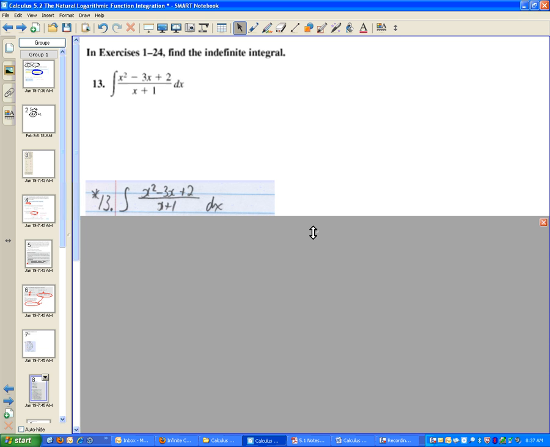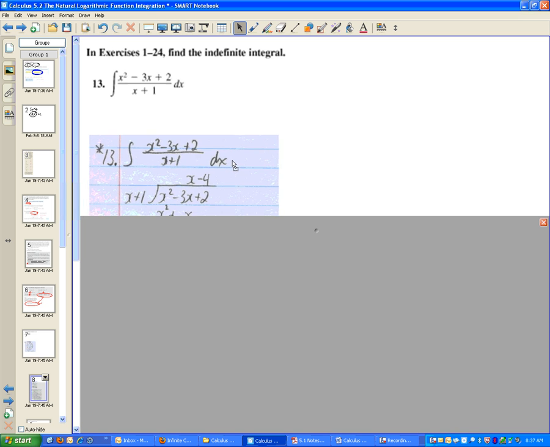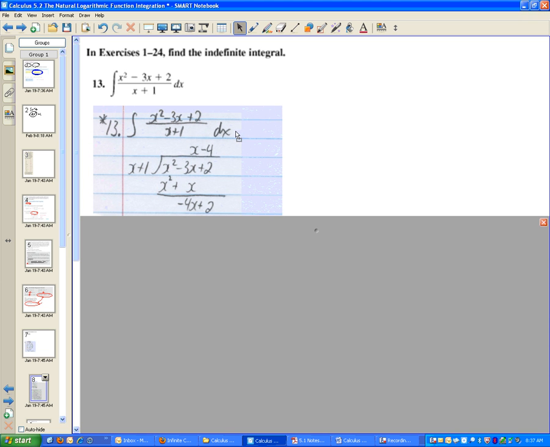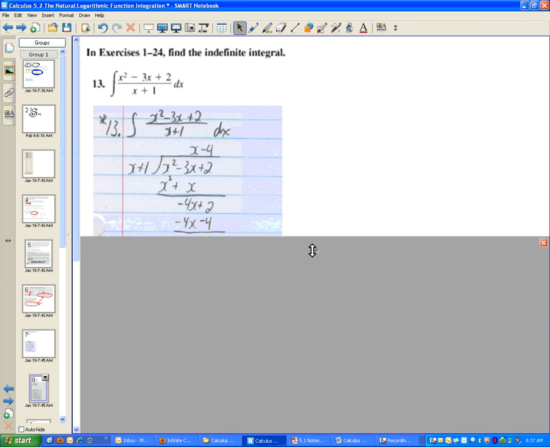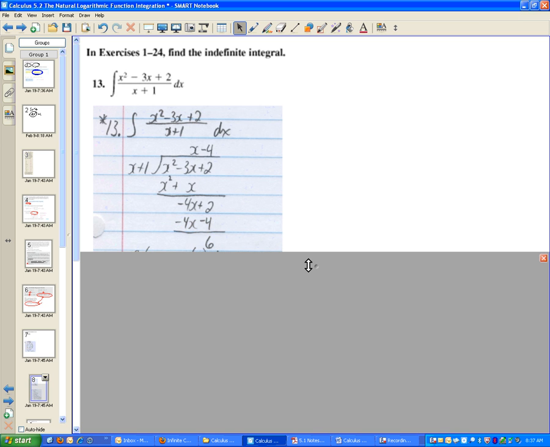All right. On this one, I'm going to use division to rewrite this. If I let u equal x plus 1, then du would be dx, and I'd still have to mess with that x squared minus 3x plus 2, wouldn't I? So I'm going to try long division. I'm going to divide x plus 1 into x squared minus 3x plus 2, like so.